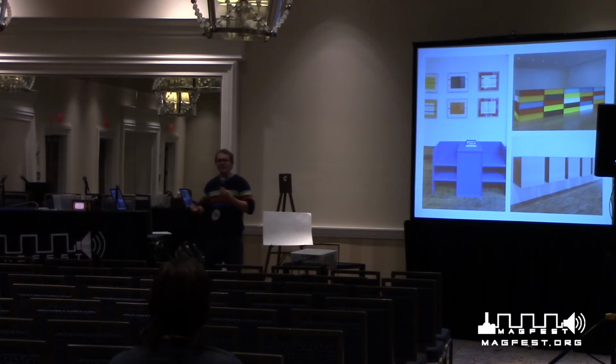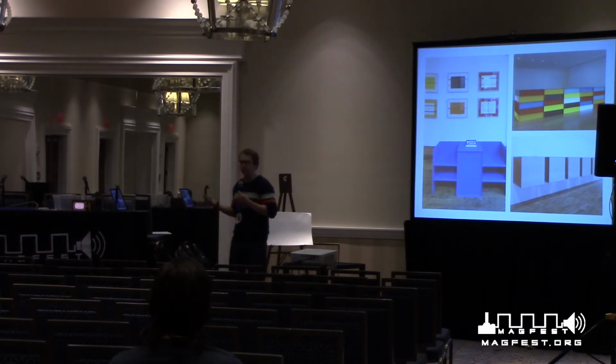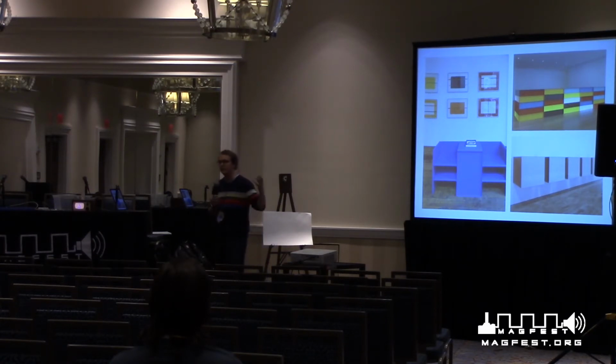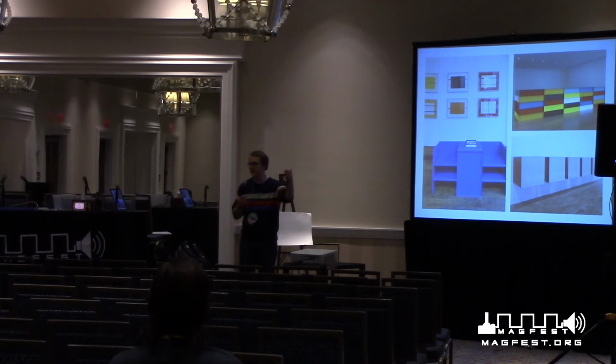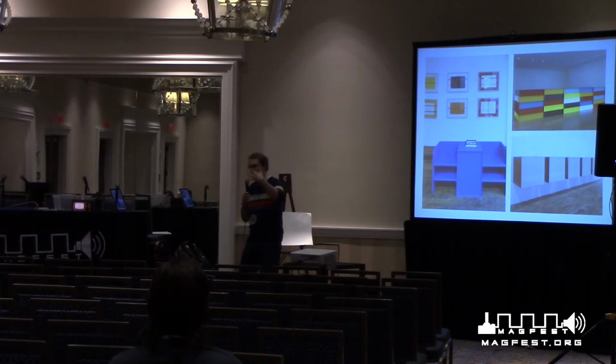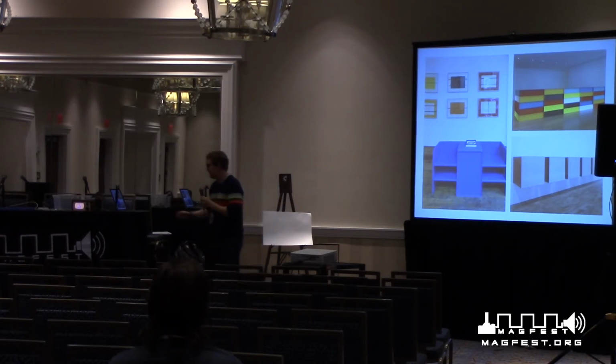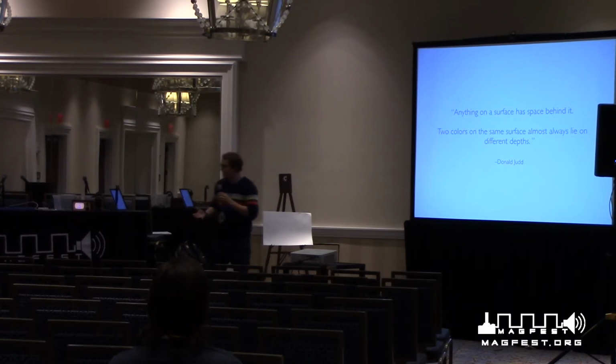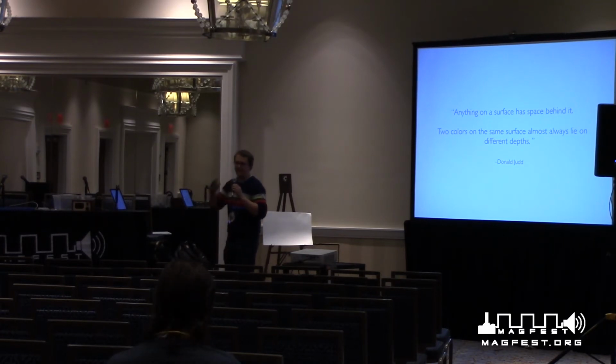But I ended up reading a little article that he had written called Specific Objects. And in that article, he talks about how frames in art are this separation between the person who's viewing the art and the actual canvas. I was thinking to myself, oh yeah, that's pretty good. Because screens are the same way in video games. They separate the player world from the player. And in particular, I like this quote, "Anything on the surface has space behind it. 2 colors on the same surface almost always lie on different depths."